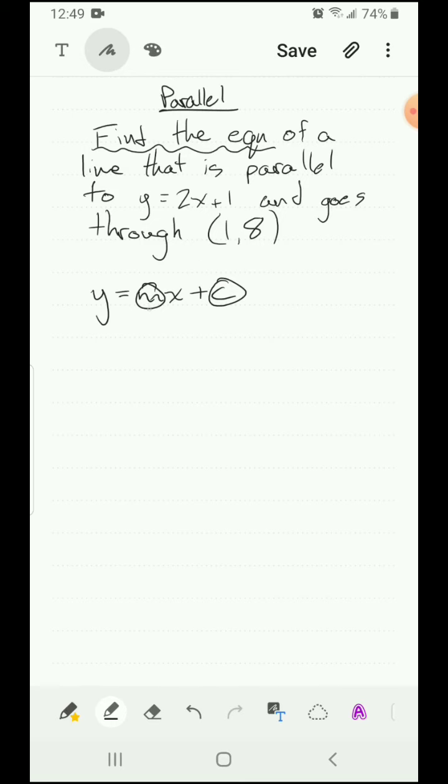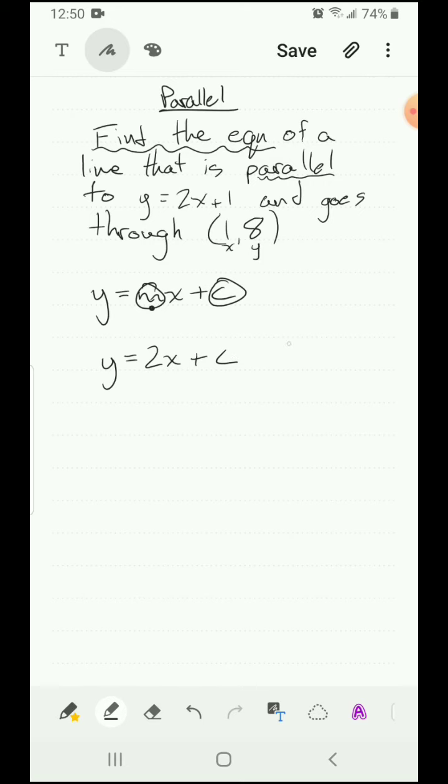Okay, so we find m right away. It says it's parallel, so that means m is going to be the same thing. So in our new equation, this line that we're looking for, we know it's going to be 2x plus something. In order to find c, we have to use this point. This point is going to be on our new line. It says this new line that we're finding goes through the point (1, 8). So 1 is the x value, 8 is the y value, right? x and y for our coordinates. So we're going to use these numbers and we're going to find c. We're going to plug these numbers into our equation and we're going to solve for c.